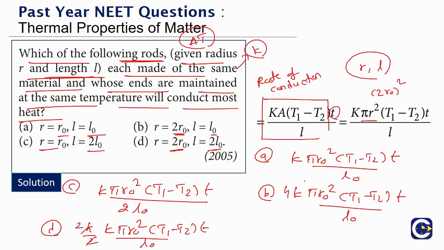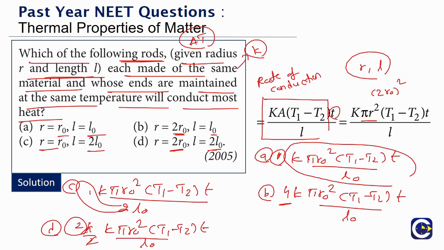Now just look at it. The entire term K into pi R naught square into T1 minus T2 into small t by L naught is the same. In option B it is multiplied by 4. Option A it is multiplied by 1. Option C it is multiplied by a factor of half, 1 by 2. Option D it is multiplied by a factor of 2. In which case is it maximum? In case of option B. That is where our heat through conduction is actually maximum.